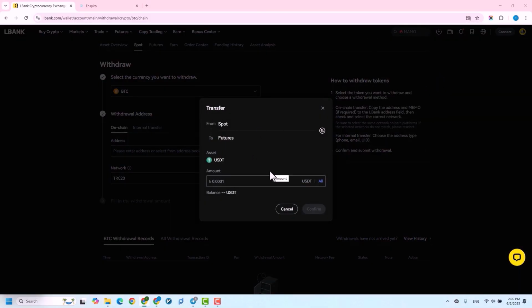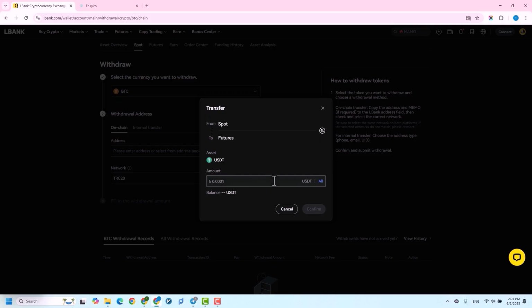In this section, you can transfer your assets between your different accounts within the exchange. For example, from your spot account to futures or vice versa. This is an internal transfer operation and it is carried out without any fees. In the From and To sections, you specify the source and destination of the transfer. Here you select the cryptocurrency you wish to transfer, and in the Amount section, you enter the amount of cryptocurrency you want to transfer. The minimum transfer amount is also displayed here.